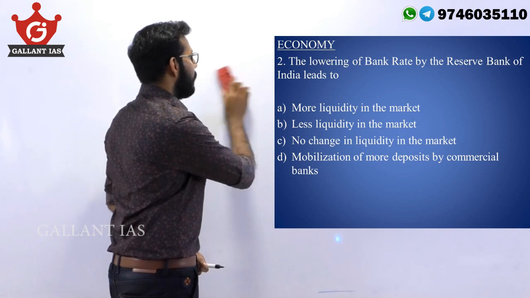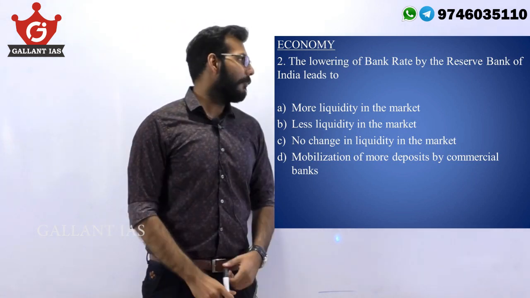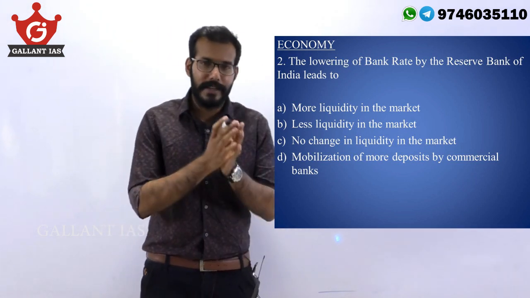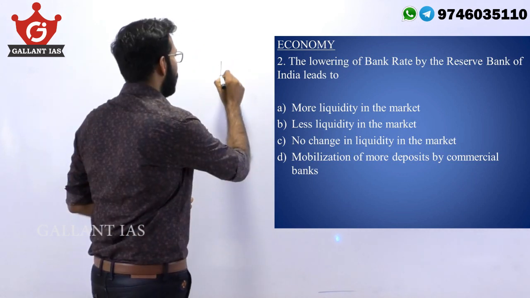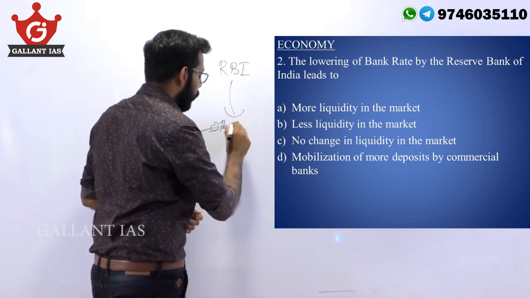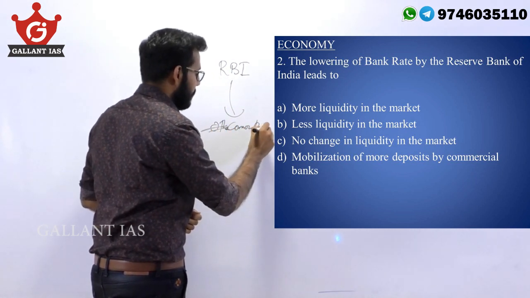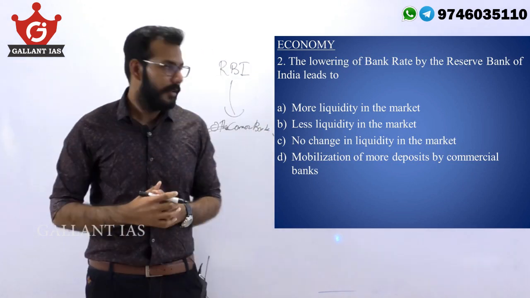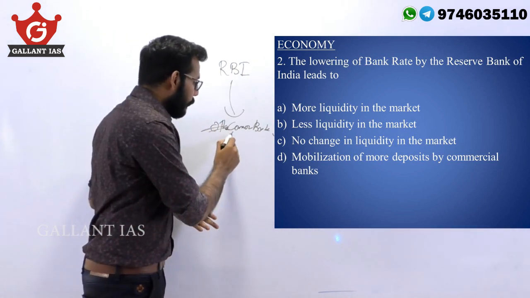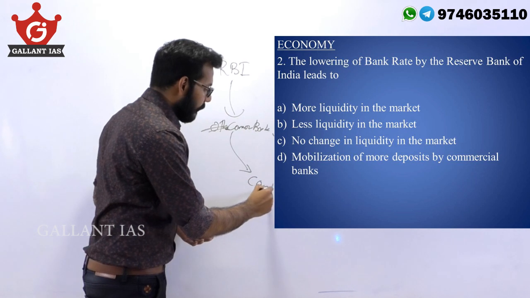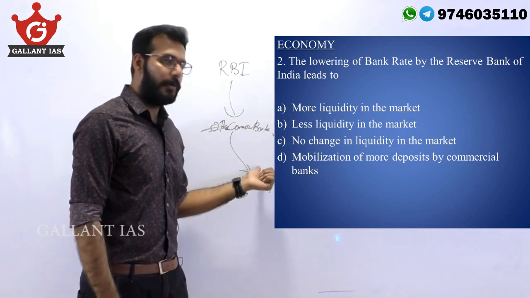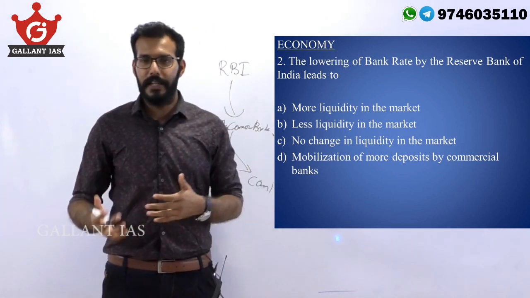Let's move on to a question from economy. The lowering of bank rates by the Reserve Bank of India leads to. Here the word bank rate means the interest rate at which RBI lends to commercial banks and other financial institutions in India. When the rate at which RBI provides loans to them reduces, the rate at which they provide loans to the consumer also comes down. That means when the loans here become cheaper, the loans to the consumer also become cheaper, which is done to increase liquidity in the market.